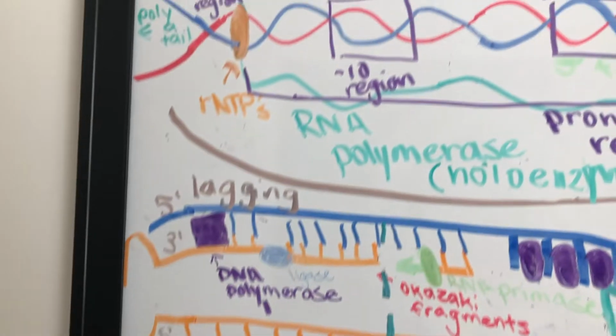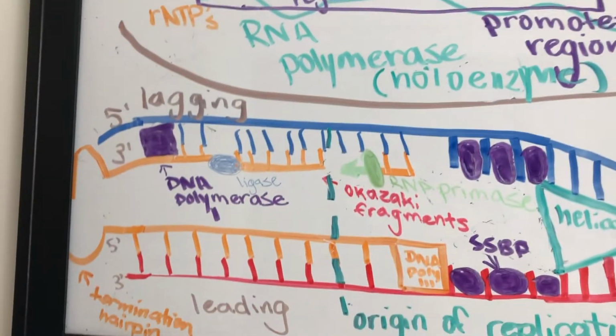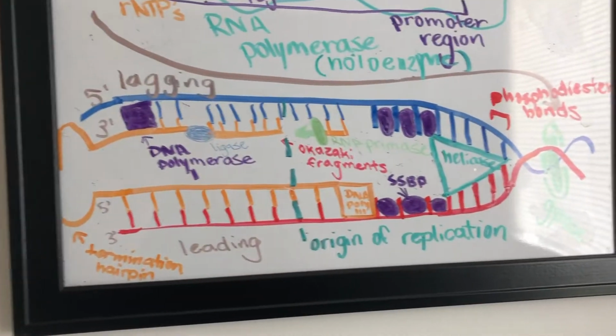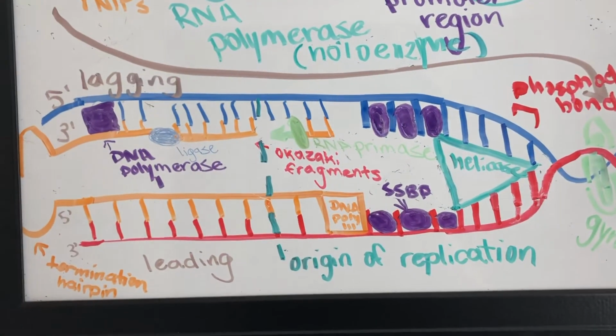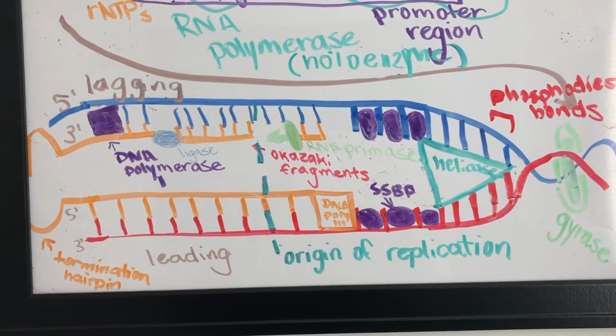And then, like I was saying before, instead of a poly-A tail to end this sequence, we have the termination hairpin. The template and the coding strands depend on which one you're trying to copy. So if you were trying to copy this, that would be the template strand, and then that would be the coding strand, and vice versa.